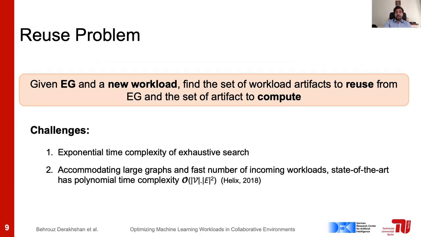Here also, there are several challenges. For example, the search space of the solution is very large, and an exhaustive search would have an exponential time complexity. And similar to the materialization problem, the solution must accommodate large graphs and a fast number of incoming workloads. Note that in this area, the state-of-the-art solution has a polynomial time complexity, and we show that this is not suitable for a collaborative environment.